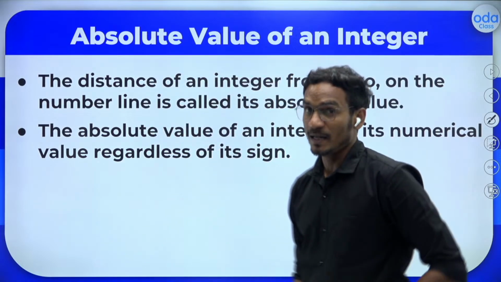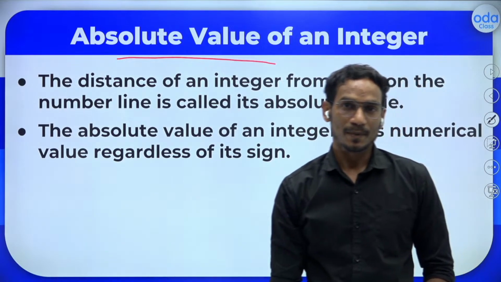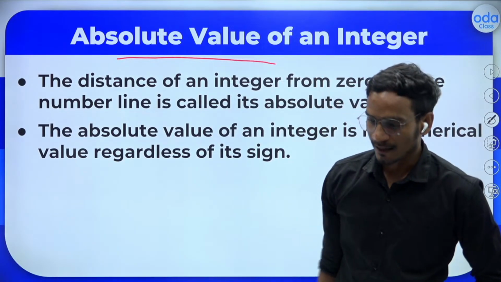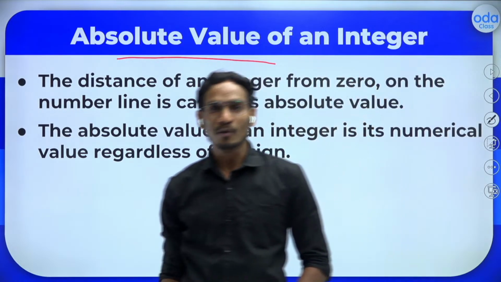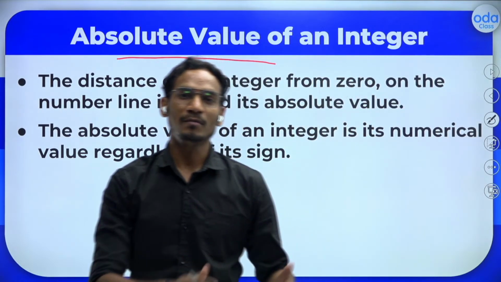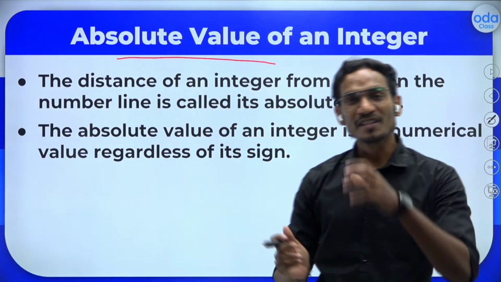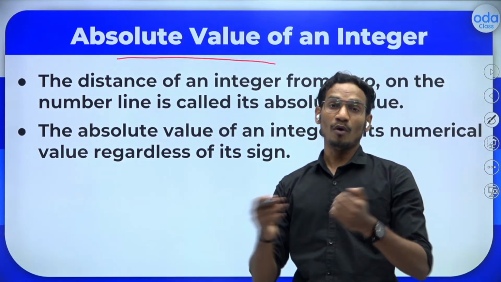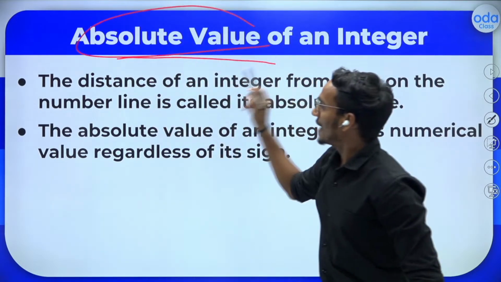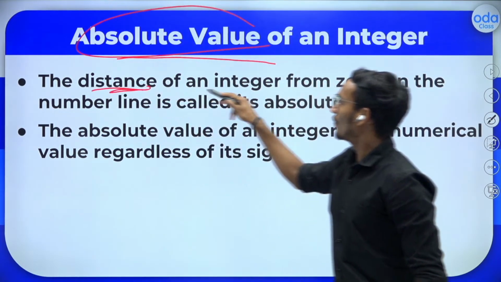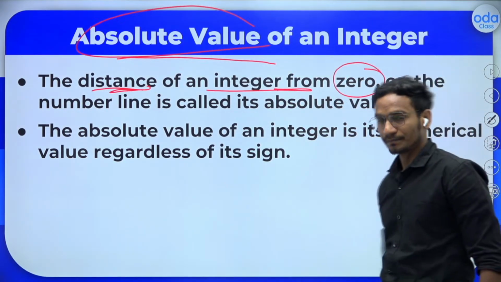And the first topic that we will learn is the absolute value of an integer. Now, what is the meaning of this? What is the absolute value of an integer? I have already told you about integers, that integers are natural numbers plus zero and the negatives of the natural numbers. But what is the meaning of this absolute value of an integer? So the absolute value of an integer means that it is the distance of an integer from zero.